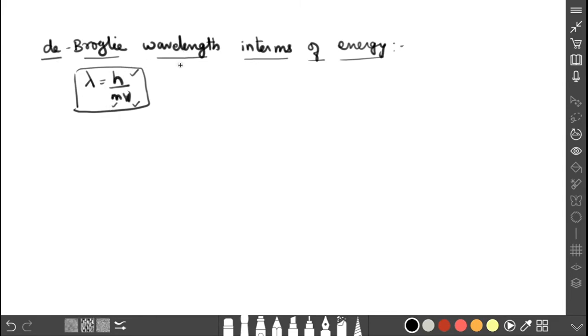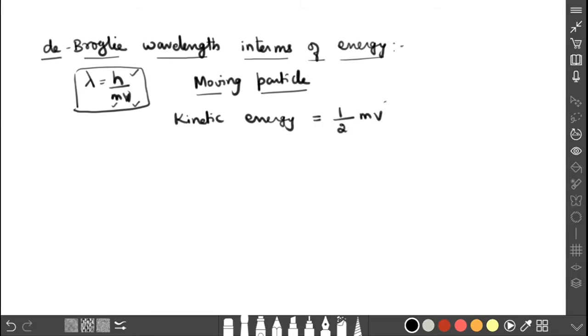Already I said the matter wave will be associated only with the moving particle. If the particle is moving, then only the matter wave will be associated with it. If the particle is at rest, no waves will be associated with it. So the moving particle means it possesses kinetic energy. What is the formula for kinetic energy? Half mv square. So energy is represented by E. So E is equal to 1 by 2 mv square.